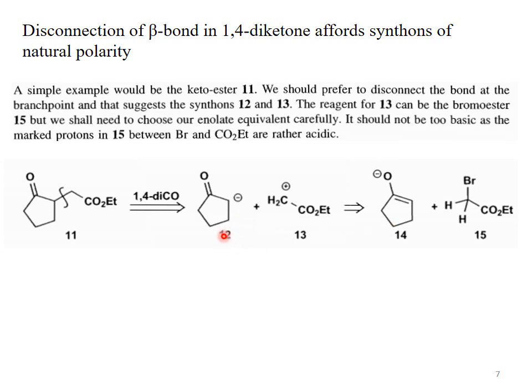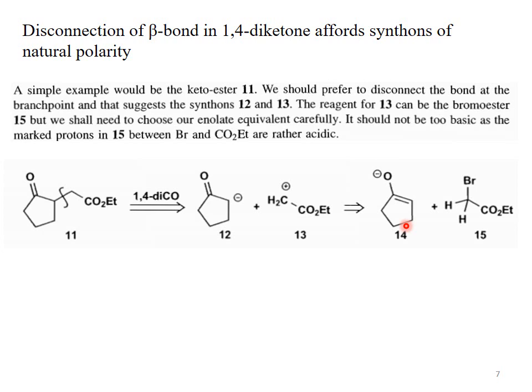The reagent for 13 can be the bromoester. See this one, 15. 15 is the source of synthon 13. So this compound naturally exists, but we shall need to choose our enolate equivalent carefully. The source of fragment 12 is the enolate, that is compound number 14. So we have to choose the enolate equivalent carefully. It should not be too basic. It's a very, very important point. Make it clear. This is a very, very important point.